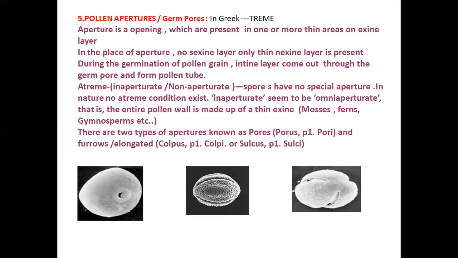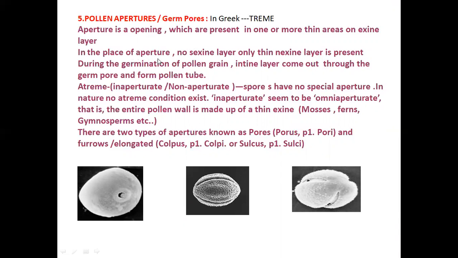The fifth one is pollen apertures or germ pores. This is the fifth palynological feature. In Greek terminology, treme is nothing but an opening or aperture. The word treme indicates an opening or a hole or pore-like structure. So an aperture is an opening present in one or more thin areas on the exine layer. The thin circular areas present on the exine layer are called germ pores or pollen apertures.